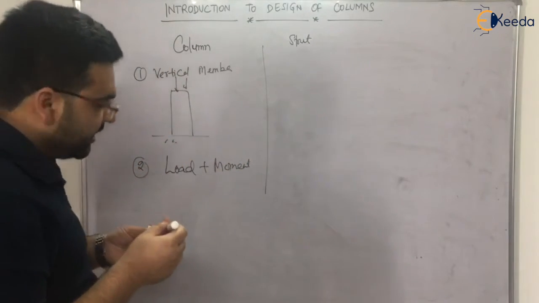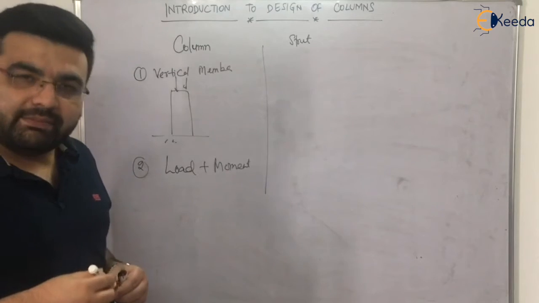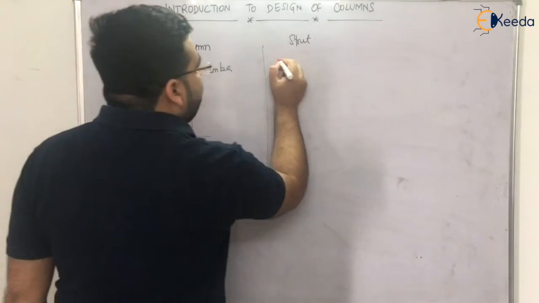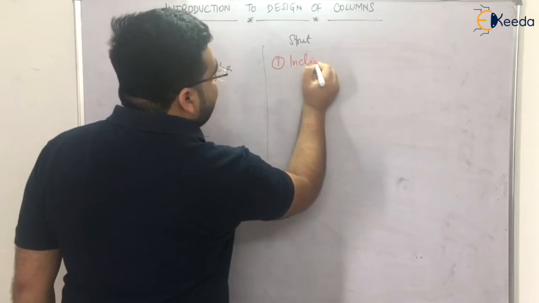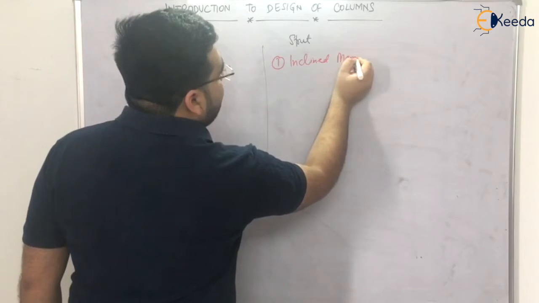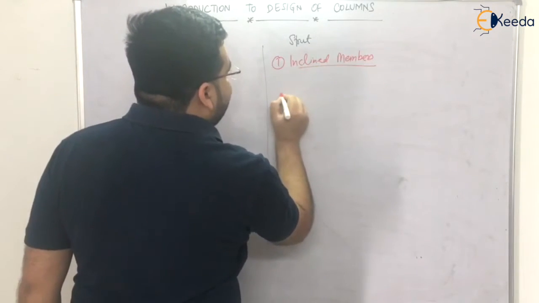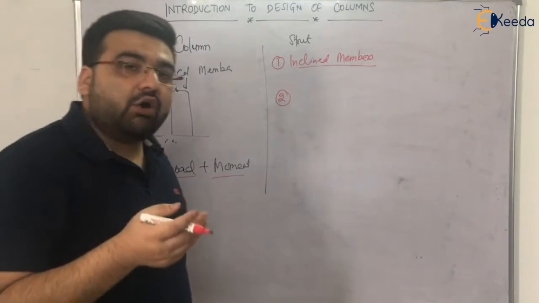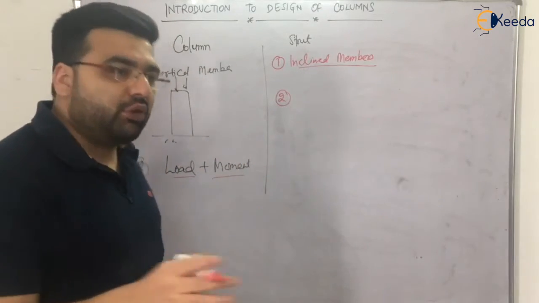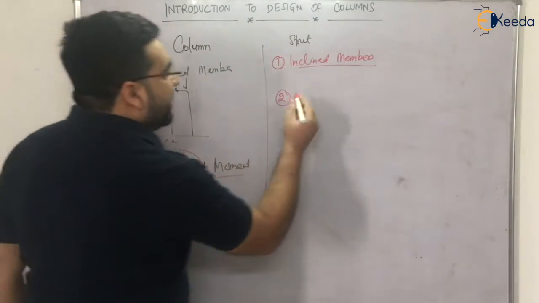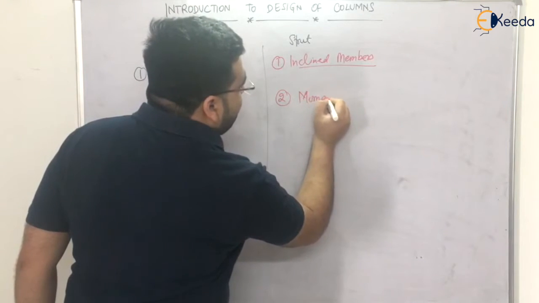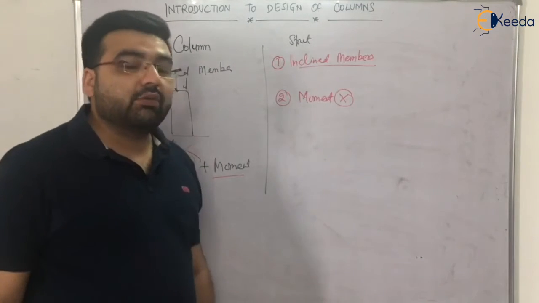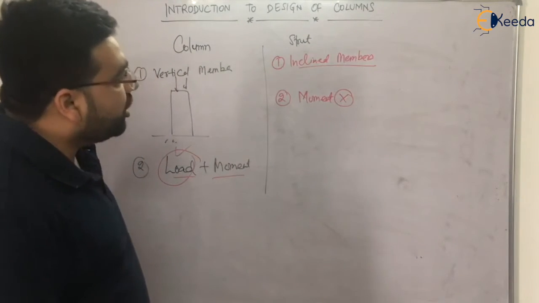Now coming to the struts. Struts are not vertical members, they are inclined members. I will explain where they are actually used, okay? So these are not vertical members, but inclined members. The second important thing is, here we had load plus moment, but in struts, it is found that struts are not designed for moment, they are designed for load only, right? No moment. I am writing no moment, or just cancelling this moment. So struts are not designed for moments, but for the actual load only.